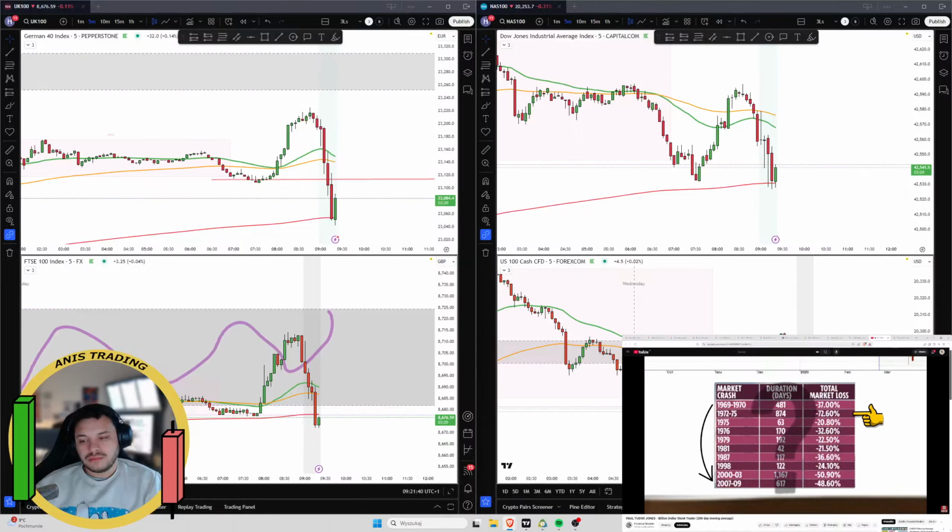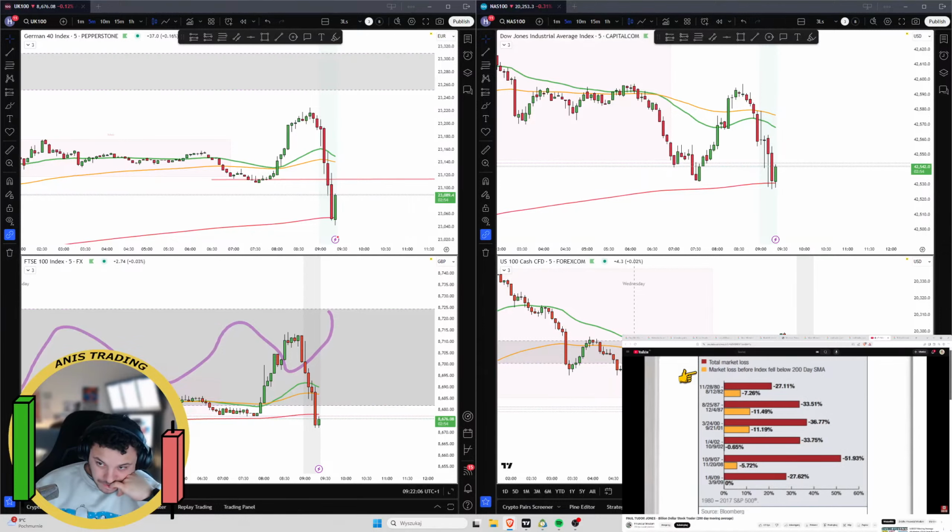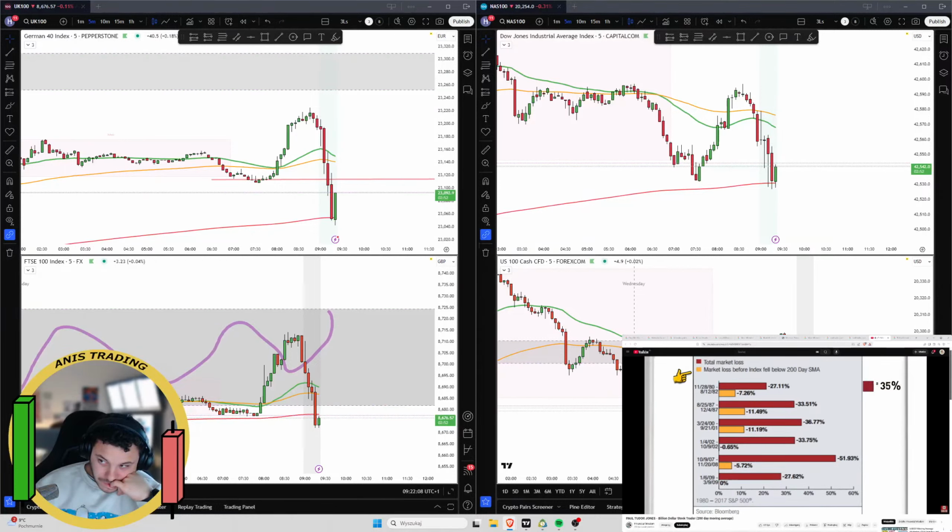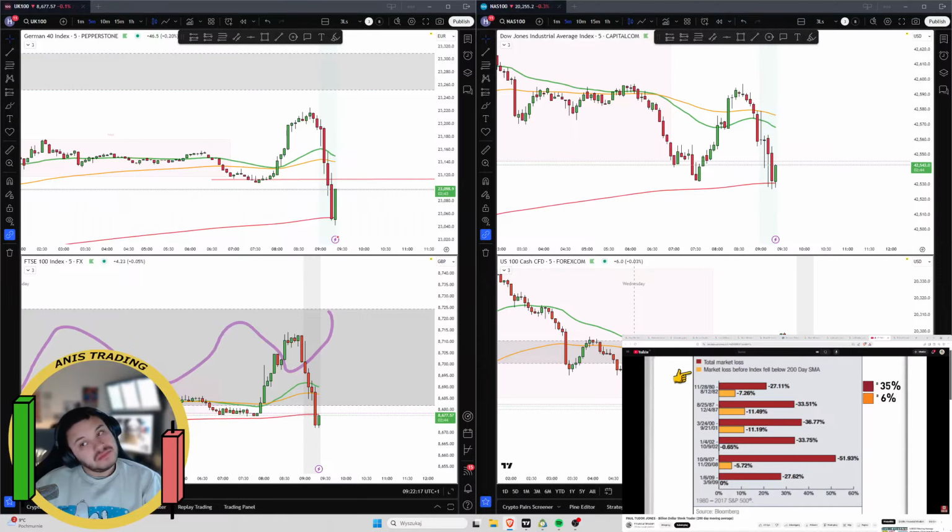I managed to find a snippet supplied by Bloomberg covering 6 of the previous market drawdowns. The red bars show the total drawdown for each given period, and the orange bars show the drawdowns prior to price dropping below the 200-day moving average line. The average maximum drawdown for each of these crashes equates to just over 35%. By applying the 200-day moving average rule, the average drawdown for the same period equates to just over 6%.